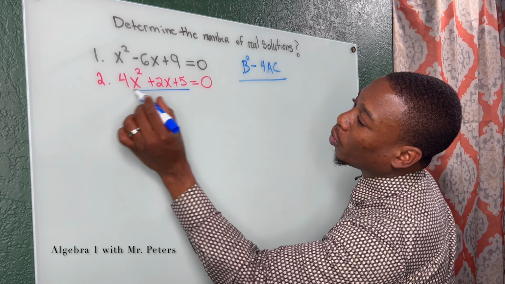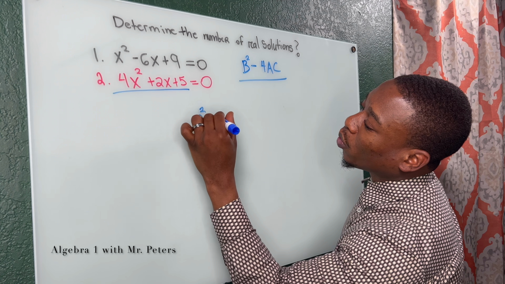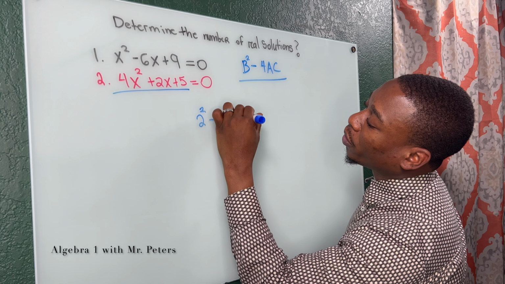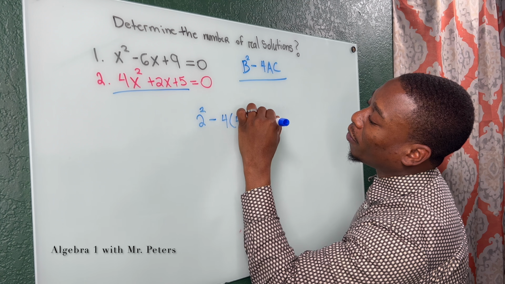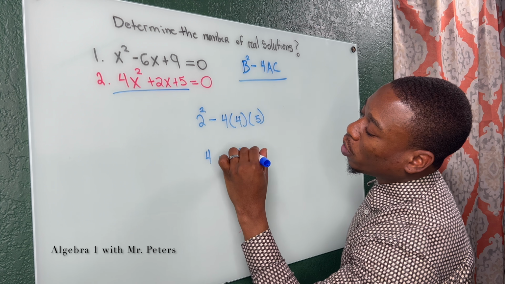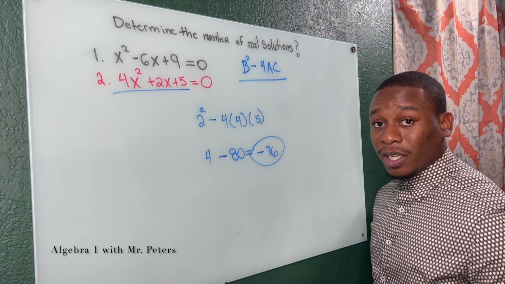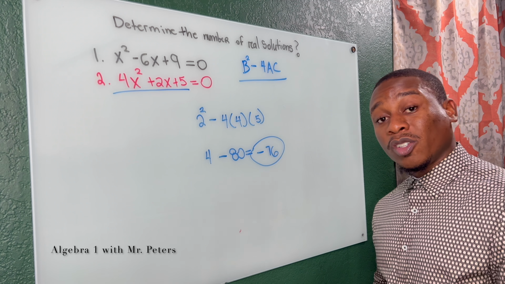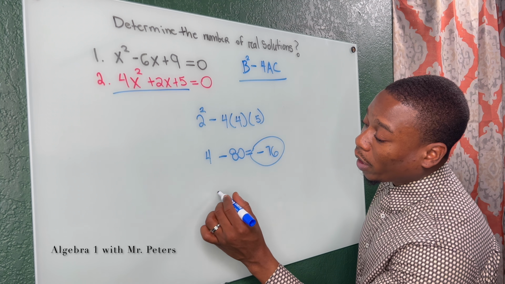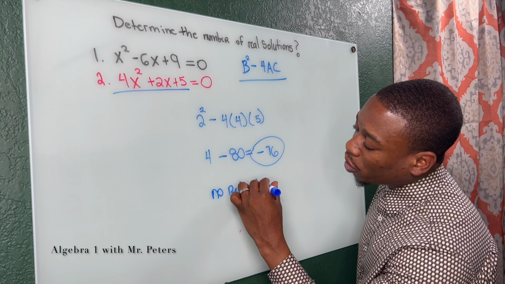All right, so now we're going to do the same thing. So I have b squared, which is 2 squared, minus 4 times a, which is 4, times c, which is 5. So I'm going to get 4 minus 80, which is going to give me negative 76. So what does this negative 76 represent? When we do the discriminant and our answer is less than 0, that means we have no real solutions.